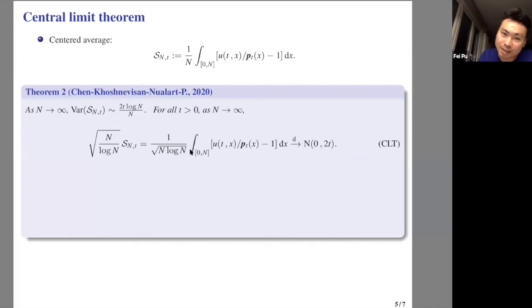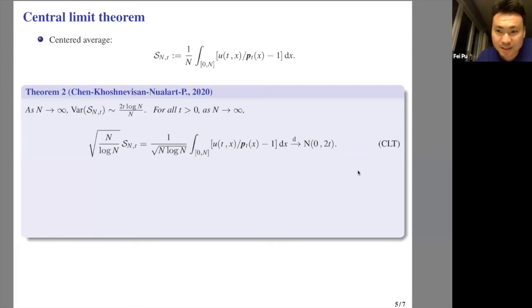This is really different from the constant initial case. In that case, we only have to normalize by 1 over square root n. But here, we have to normalize by square root n times log n. We have this quantity log n. This is different.